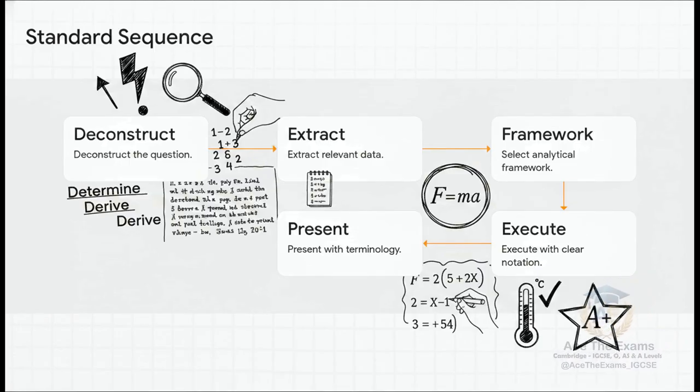Step 4. Execute with clear notation. Show your substitutions explicitly. Do not do the math entirely in your calculator. Write the substituted values down. Step 5. Present with correct terminology. Provide your final answer, rounded to the correct significant figures, alongside the explicit SI unit. If your current process has a flaw, it's because you are skipping one of these steps. This sequence is absolutely non-negotiable if you want that A or A star.